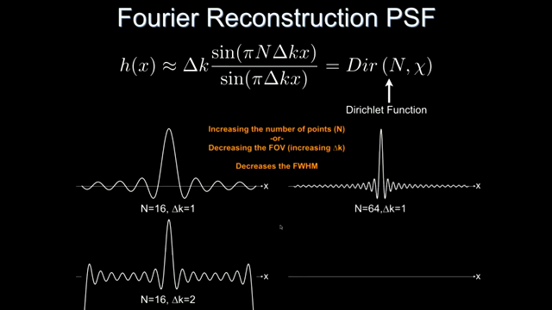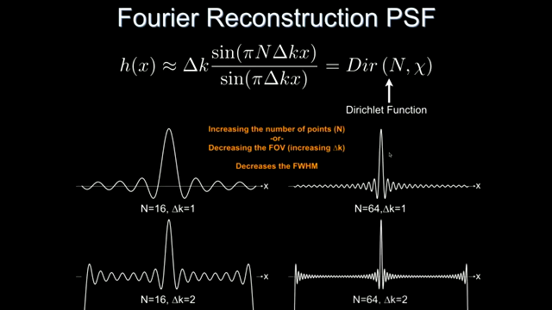So here's another example. Now I've kept my delta k the same, I kept my field of view the same, that's fine, but now I've increased the number of encoding points. I've gone all the way up to 64 encoding points. What happened to the full width half max in my point spread function? It went down, and it went down by something close to a factor of 4.